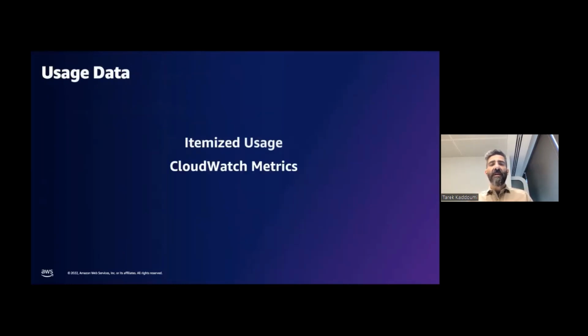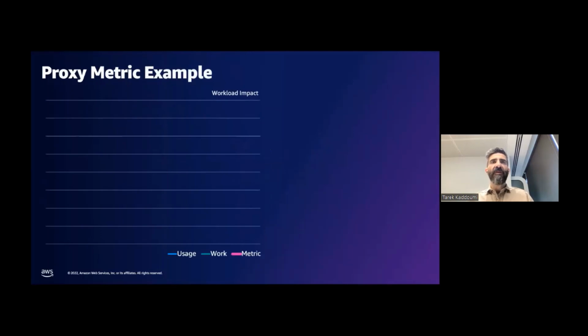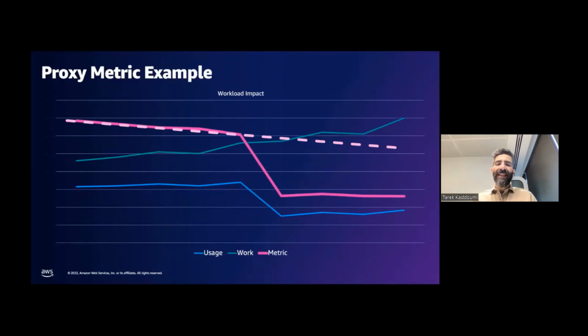Another is the itemized usage that you can get from CloudWatch metrics. So for example, if you would like to get the metrics of your workload, you can always remember to divide the AWS usage metric over the unit of work. And with this, you can get the workload metric. For example, as you can see here, the predicted path of your workload, this is your usage, this is the workload itself, and this is the metric because we're dividing this over this. And if I move forward, the less usage you have with more work, the lower the metric value you would get as a result of this reporting.